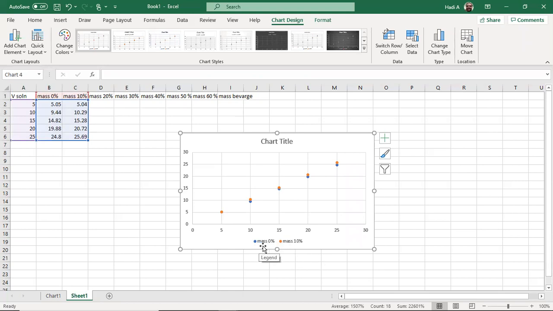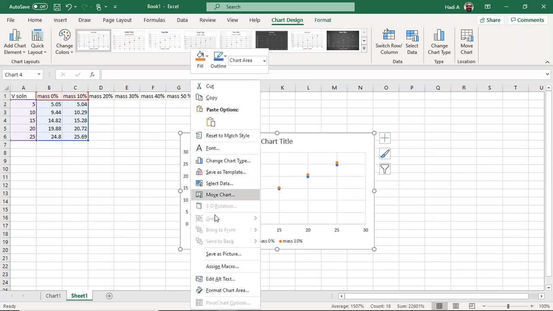So you got the blue dot is the mass of the 0%. The orange dot is the mass of the 10%. Again, what I did is I highlighted the titles of those columns as well. So now I'm going to move this into another chart, another sheet.